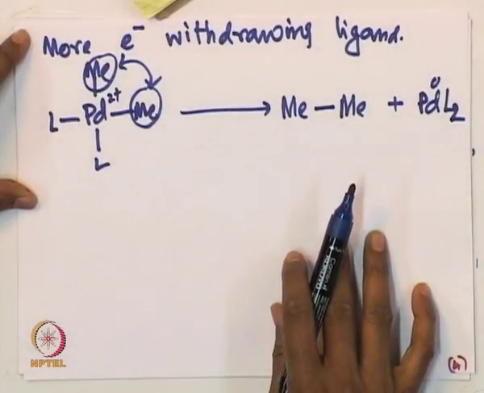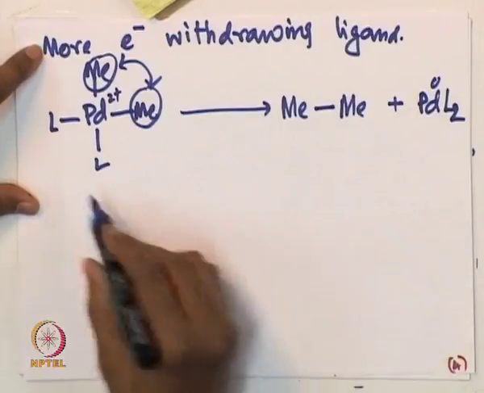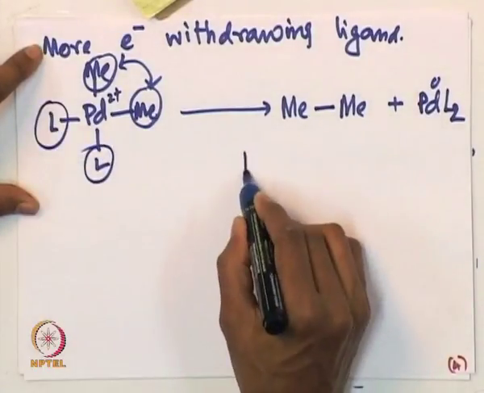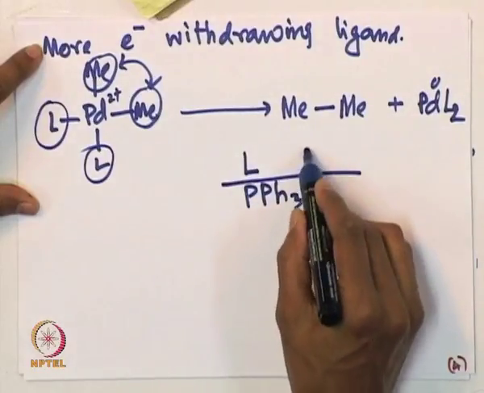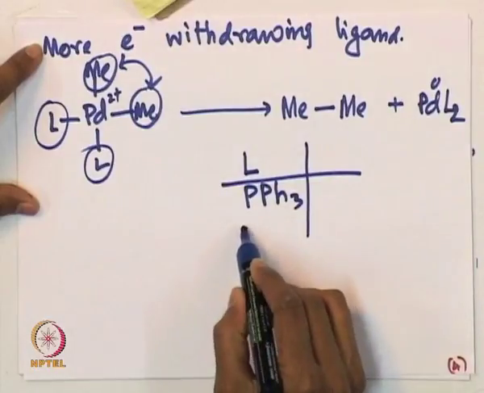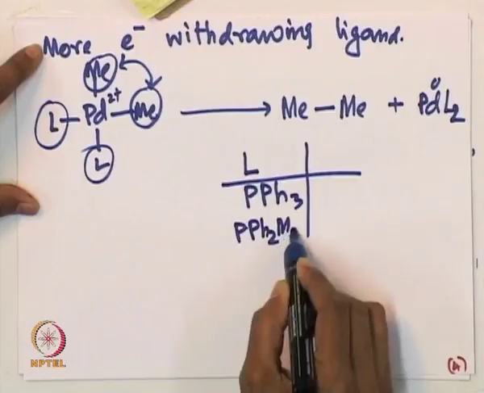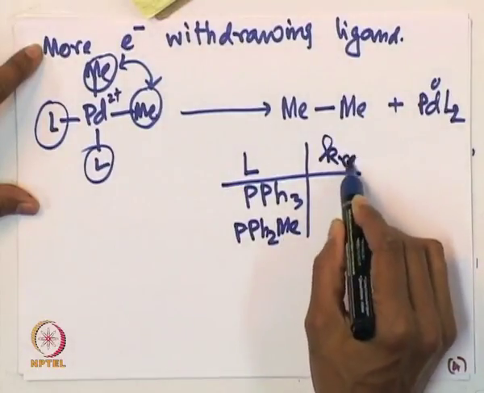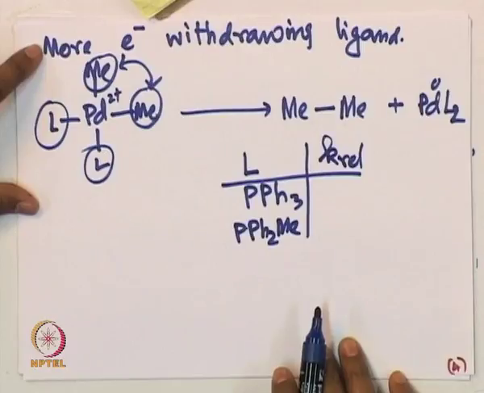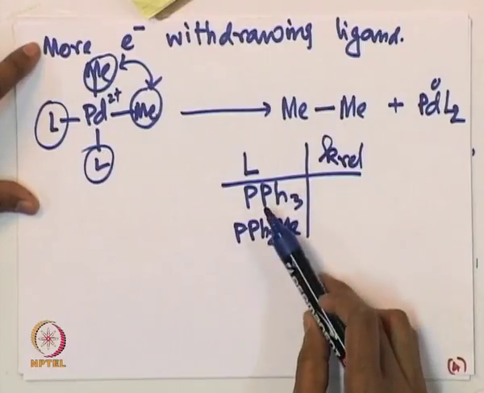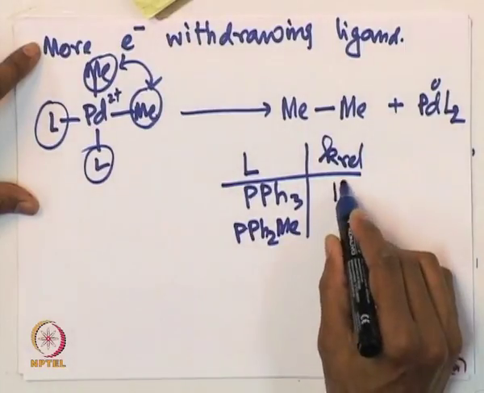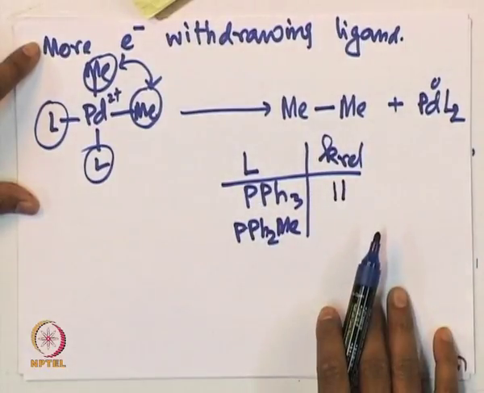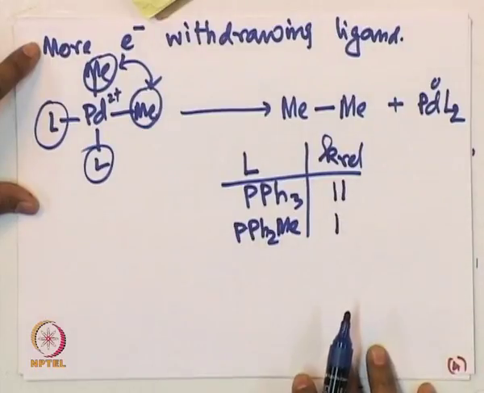Now, in this case, imagine if you have a ligand which is PPh3, and if you have another ligand which is PPh2Me, what do you expect the relative rate to be between these two ligands? Which one will be faster? Triphenyl phosphine will be faster, or diphenyl methyl phosphine will be faster? Okay, just let me give you the value. Triphenyl phosphine is faster, this is slower.